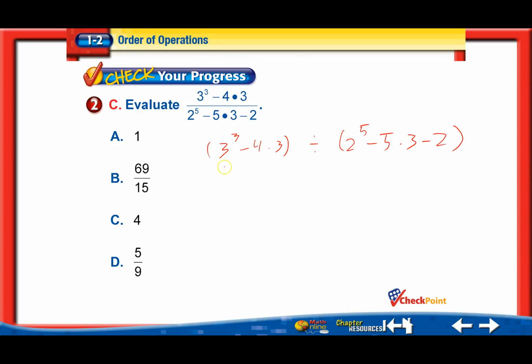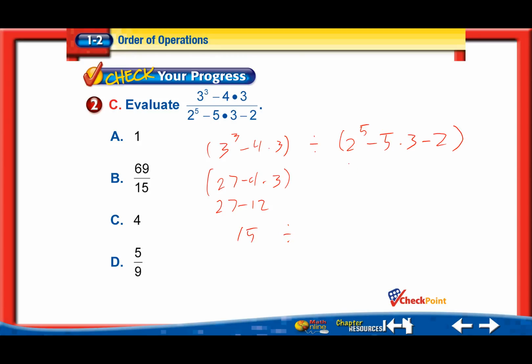3 to the third is 27 minus 4 times 3. 4 times 3 is 12. 27 minus 12 comes out to 15. Divided by, and we'll do this side now.